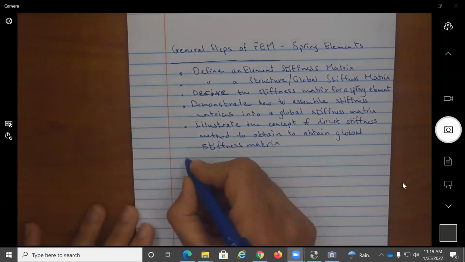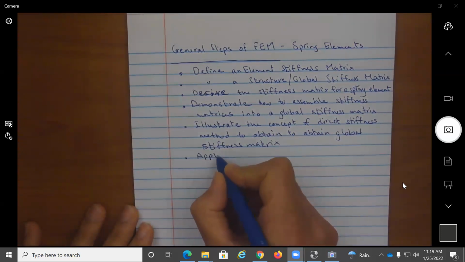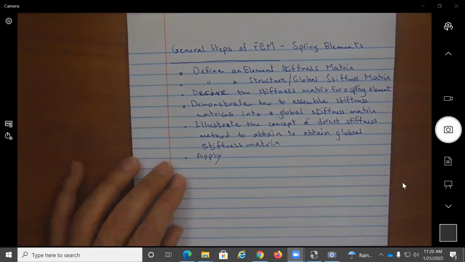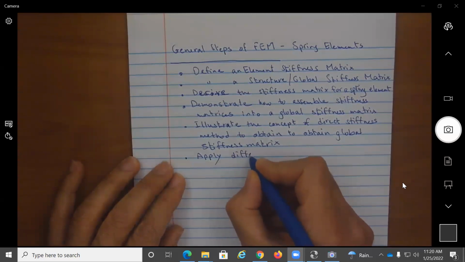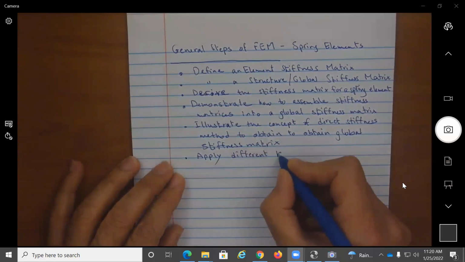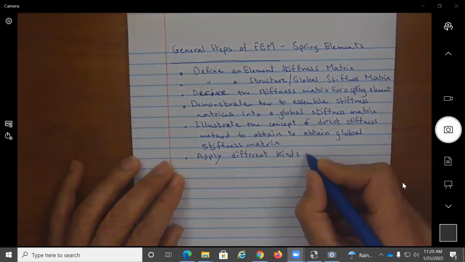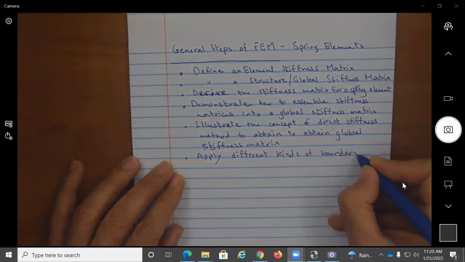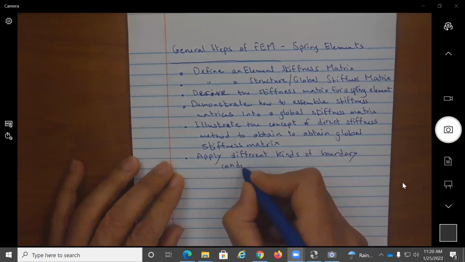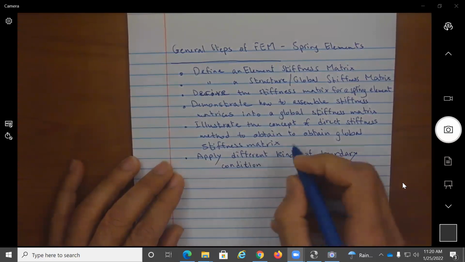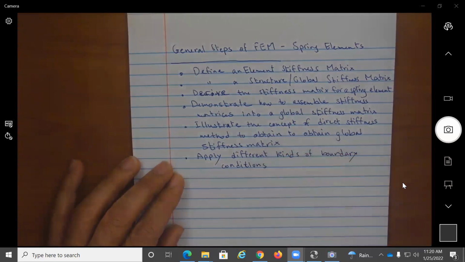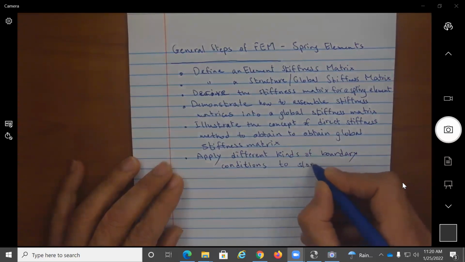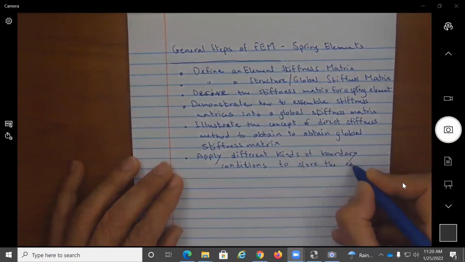And if time permits, we want to apply different kinds of boundary conditions to solve the equations.